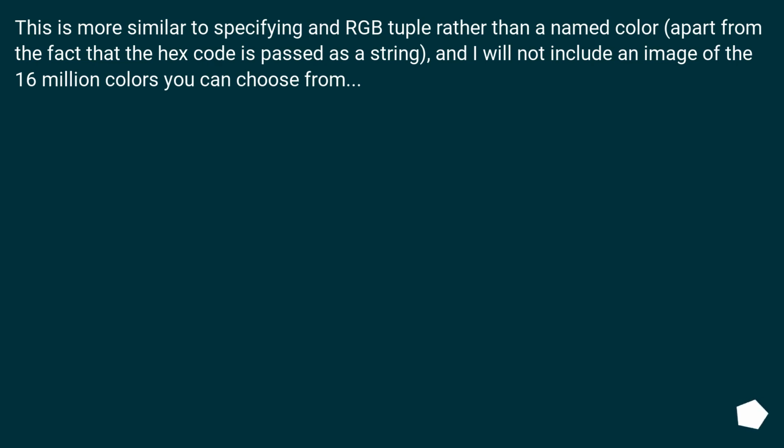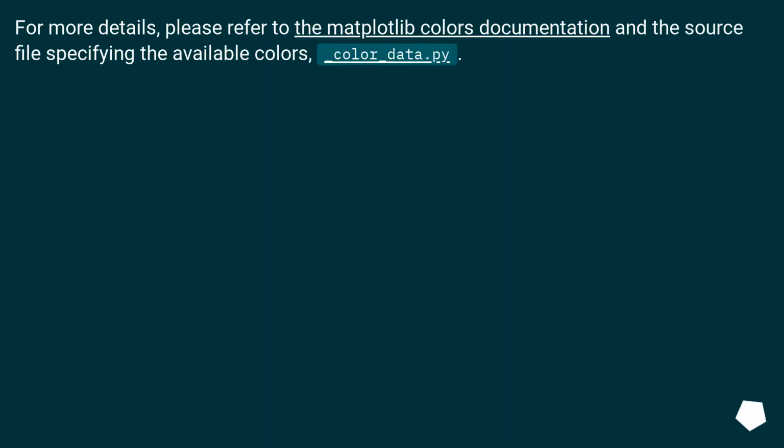This is more similar to specifying an RGB tuple rather than a named color, apart from the fact that the hex code is passed as a string, and I will not include an image of the 16 million colors you can choose from. For more details, please refer to the matplotlib colors documentation in the source file specifying the available colors, _color_data.py.